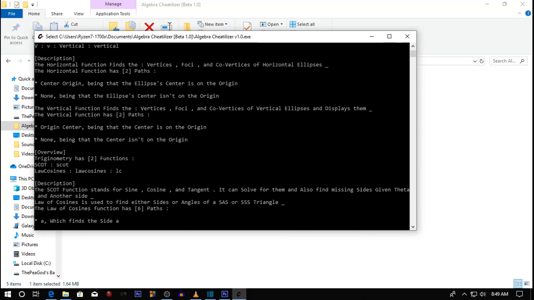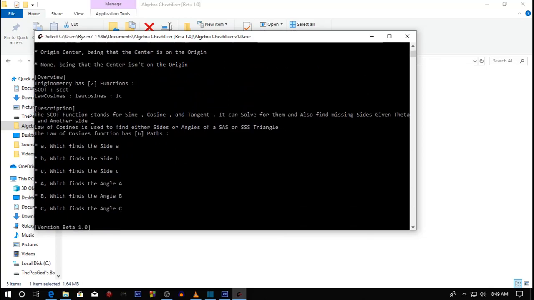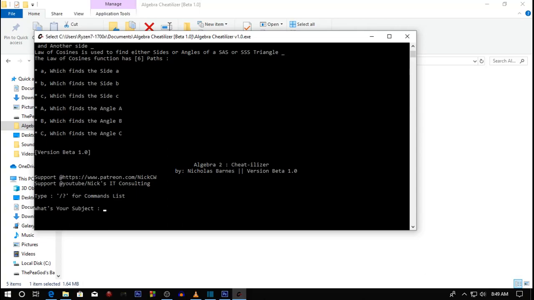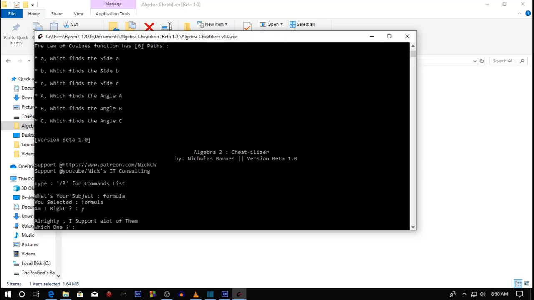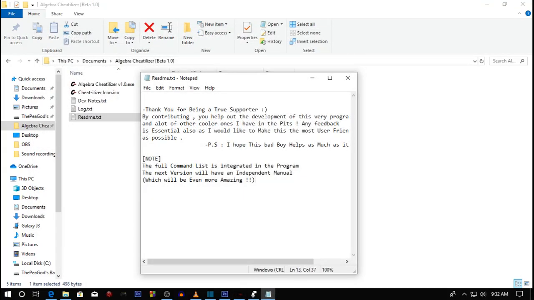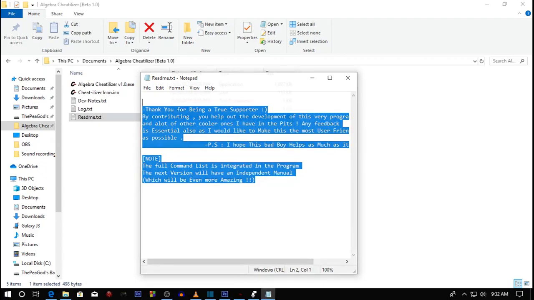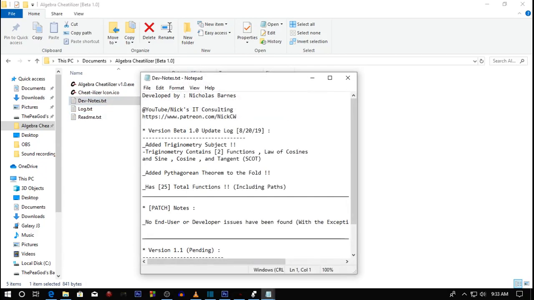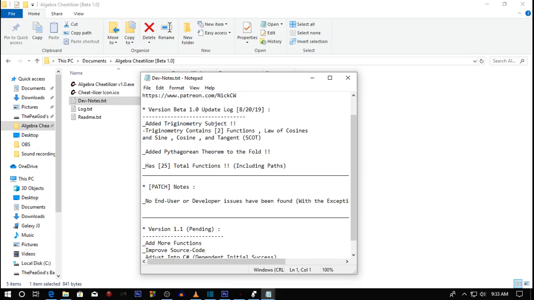I actually want to learn it because it looks pretty interesting, but never mind that. So here is the Algebra Cheat-ilizer. It's a console program that I developed in C++ that doesn't have a manual. When you open up the folder, you're introduced to the README and the awesome dev notes. I haven't had anyone to really test it for me, so that's the point of it being a community thing.